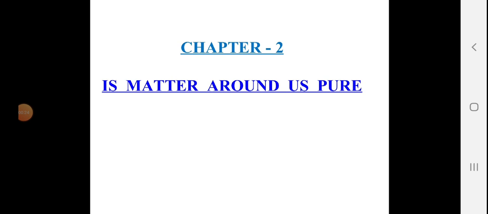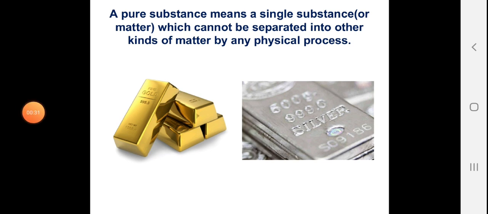Let's begin with chapter number 2, Is Matter Around Us Pure. A pure substance means a single substance or a matter which cannot be separated into other kinds of matter by any physical process. That means if it is gold, all particles of that matter will be comprised of the particles of gold only. If you take silver, that substance will have all single particles made out of silver.